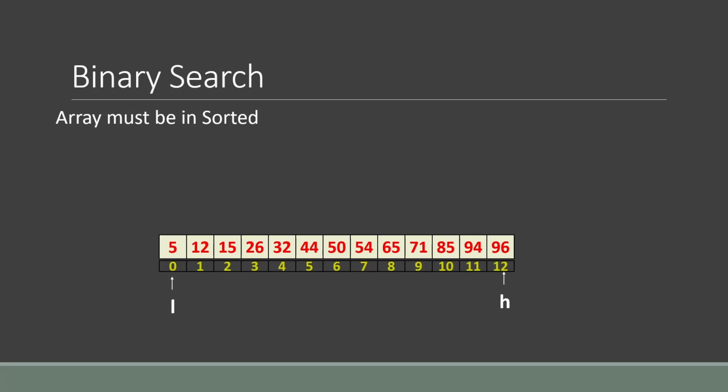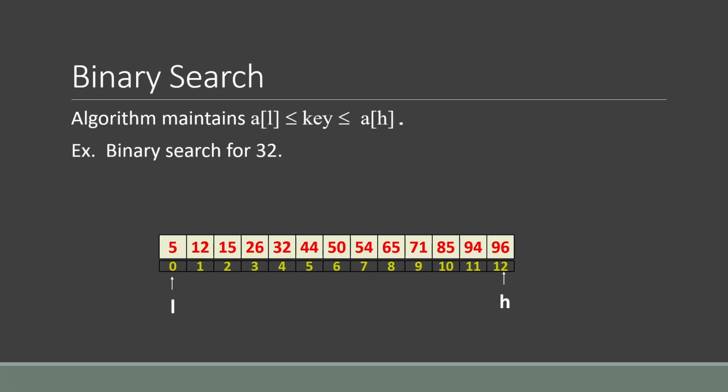L stands for the lower bound, H stands for the upper bound or the highest index value, as you want to mention. Now suppose the element to be searched is 32. What you need to do is find the middle element of the entire array.